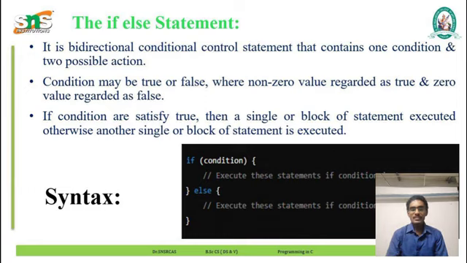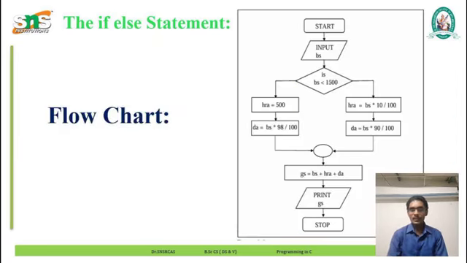The syntax for if-else is given in the box. If the condition is true, the first segment will be executed. If the condition fails, then the else segment will be executed. Here is the flowchart for the if-else segment. You can check it begins from the start and the input, and there is a condition BS less than 1100. If the condition is true, then the right side commands will be executed. If it is false, the left side commands will be executed.